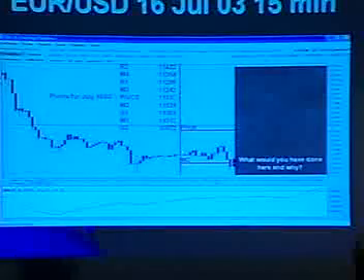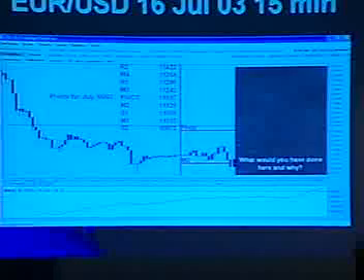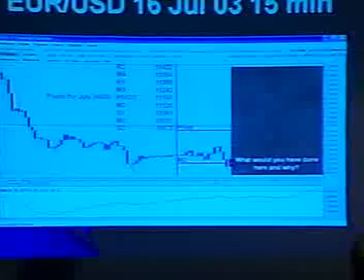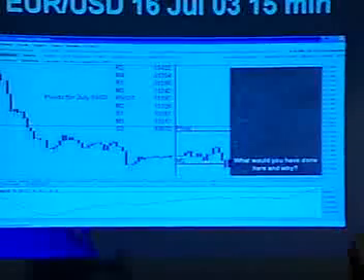Okay, what would you do here? Long. Why? Railroad tracks and the divergence on the right. Price is going down, MACD's going up, and you've got a railroad track.